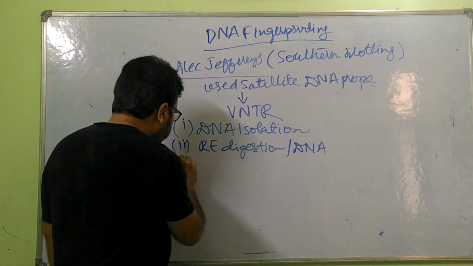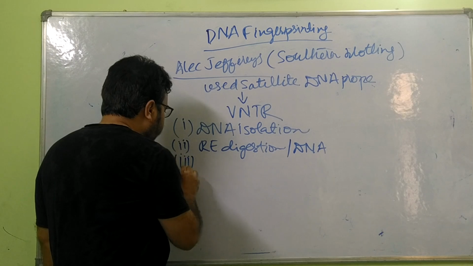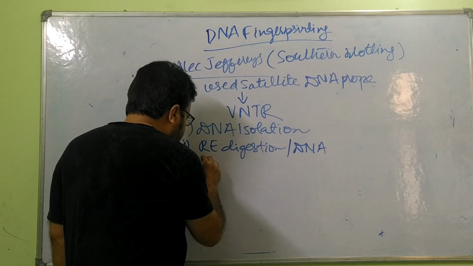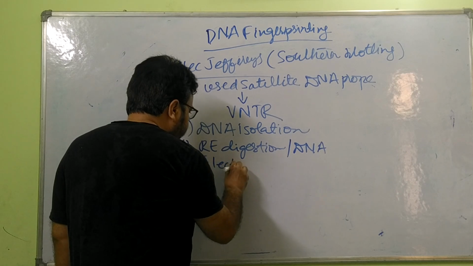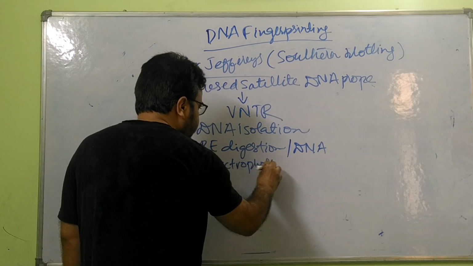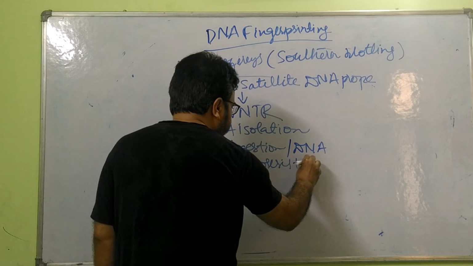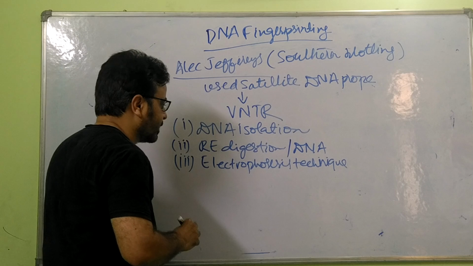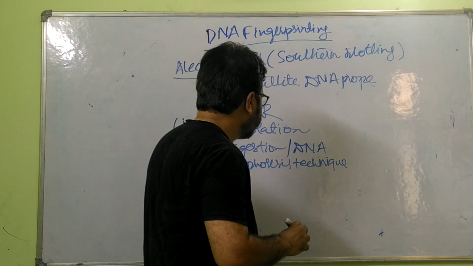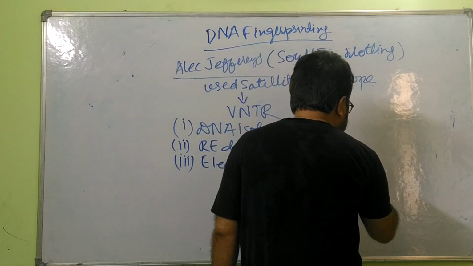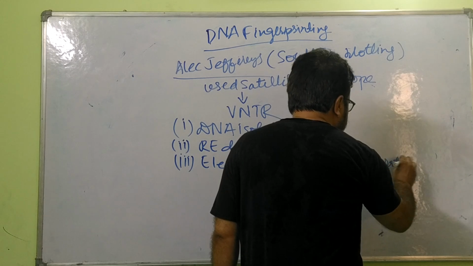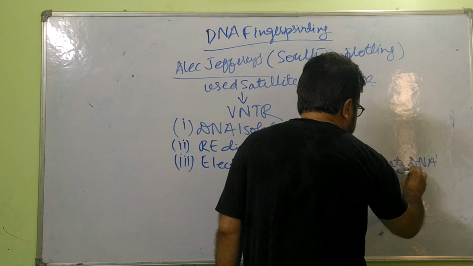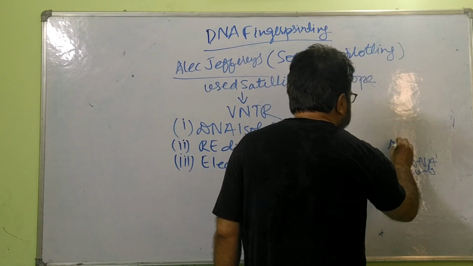Then, when we get these different fragments, small and large, we apply the electrophoresis technique, gel electrophoresis. In gel electrophoresis we separate the DNA fragments. So what will be the basis?